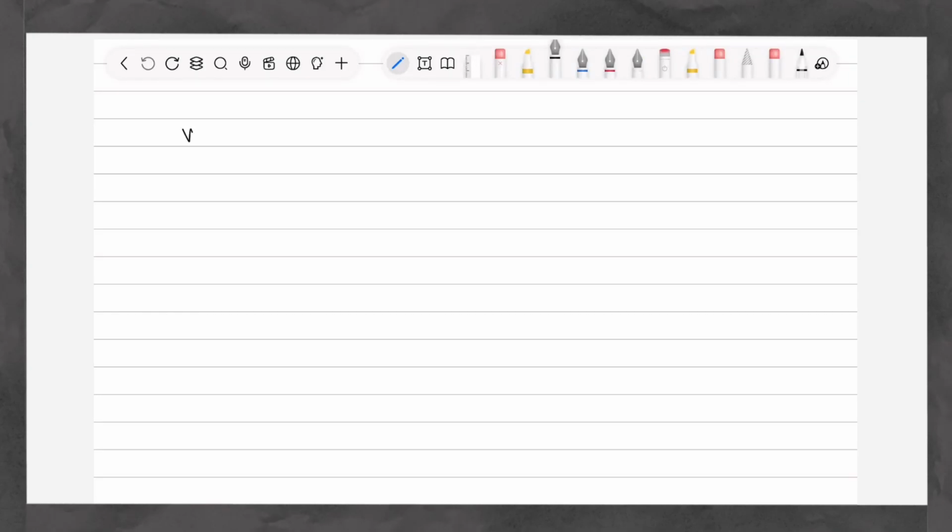We are going to discuss variation of conductivity and molar conductivity with concentration. So first of all, we have to understand how conductance is related to dilution.